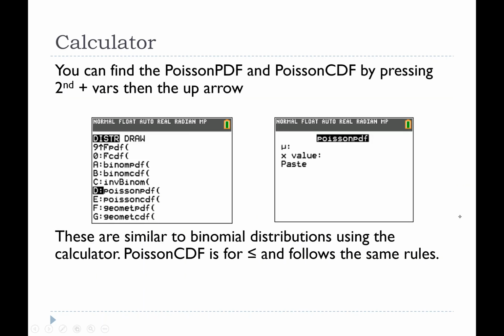So you can find Poisson distributions on your calculator. You're going to push second bars because that will take you to distributions. And then if you push the up arrow, you can go to D and you'll see Poisson, you'll see PDF, and obviously you'll need to know the mean and the number of occurrences. And obviously CDF follows the same rules as binomial CDF did. So you do have to keep those in mind if you're going to use it.